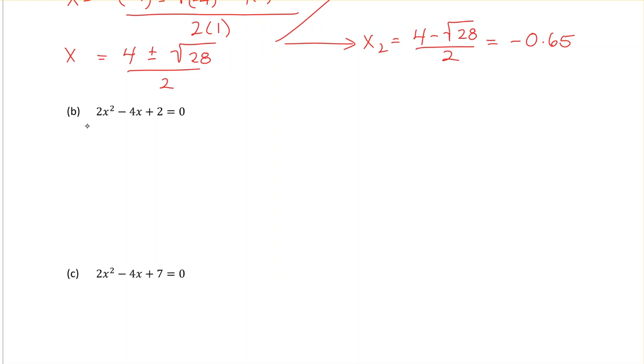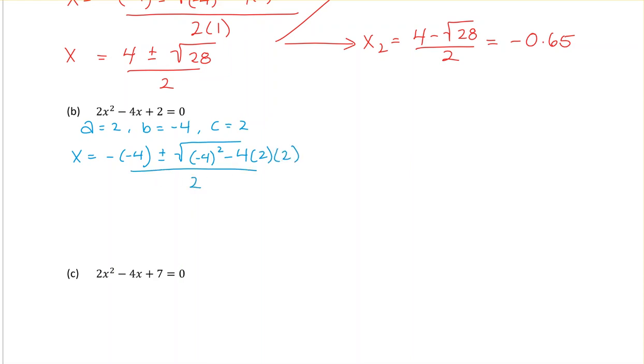Same thing, I'm going to identify my A, B, and C first. A is 2, B is -4, C is 2. Again, go ahead and plug those values into your equation. So we have -4 is B, plus or minus the square root of B squared minus 4AC, divided by 2A, or 2 times 2, sorry.